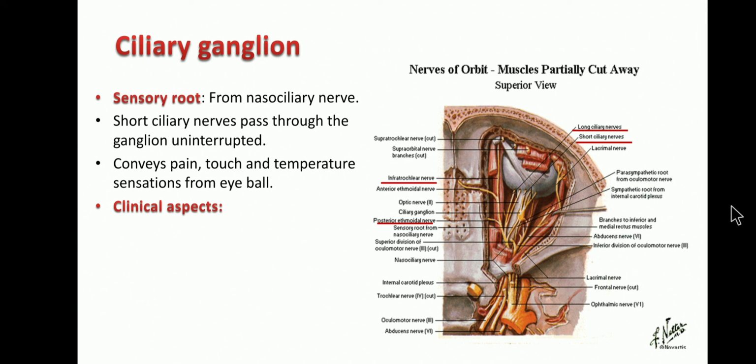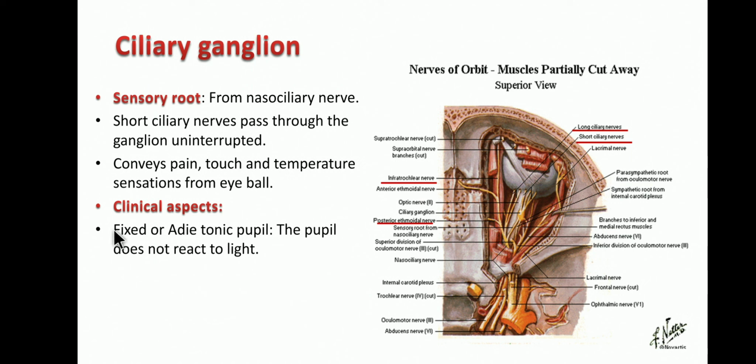So if the parasympathetic fibers are affected, then naturally the pupil does not react to light. It is called a fixed or Adie's tonic pupil. If you project a beam of light into the eye, just throw a beam of light via torchlight, the pupil won't react, and that is called the fixed or tonic pupil.